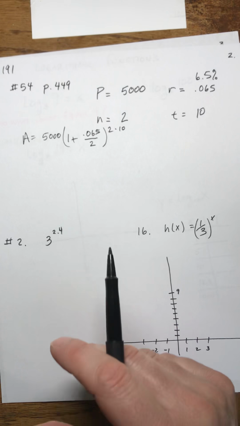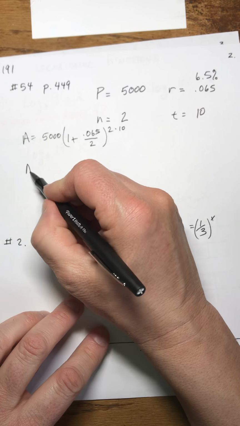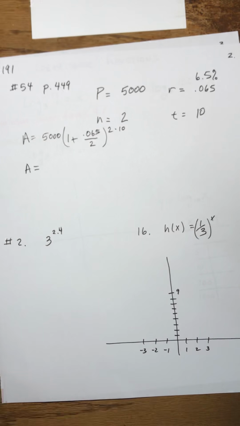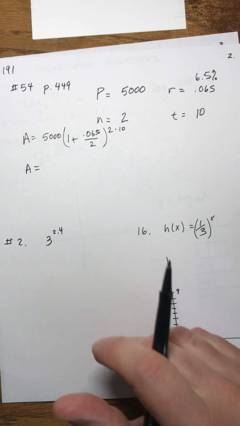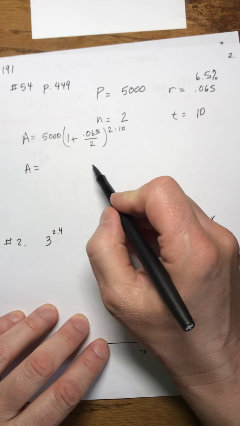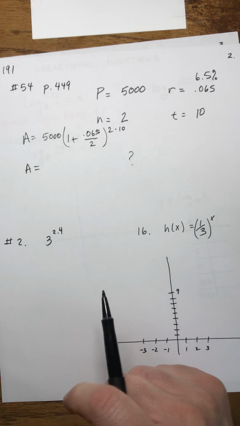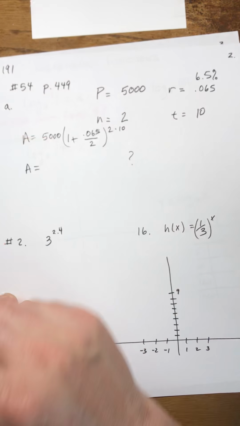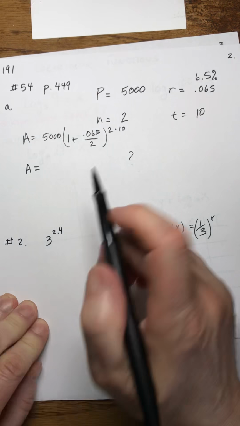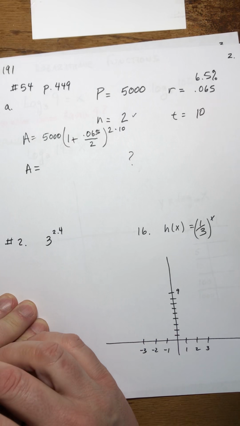And very simply, we could just type this into our calculator and figure that out. I'll leave it up to you to type that in and find out what the answer to number 54 is. In the interest of time, I'll save that for you. If you have a problem getting that answer, let me know. So this is part A. Part B and C are exactly the same. The only difference is the 2 changes in the formula.